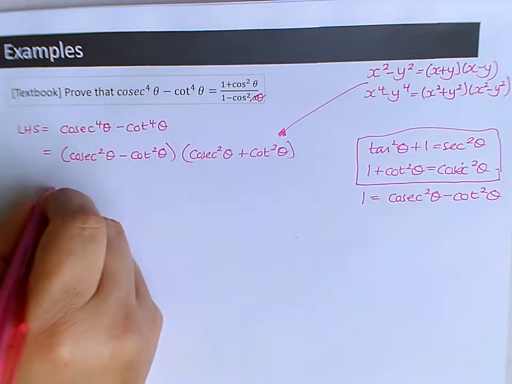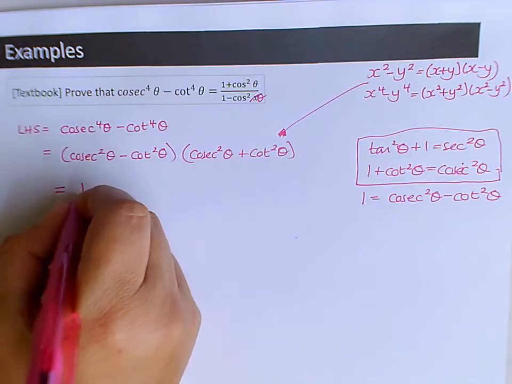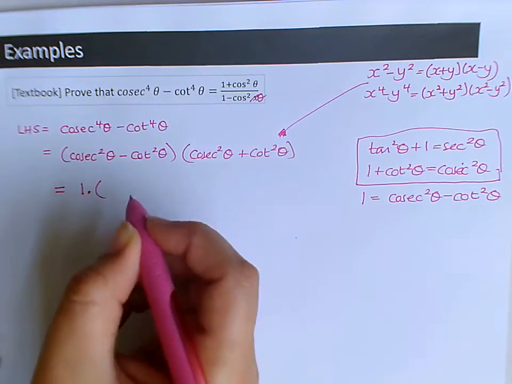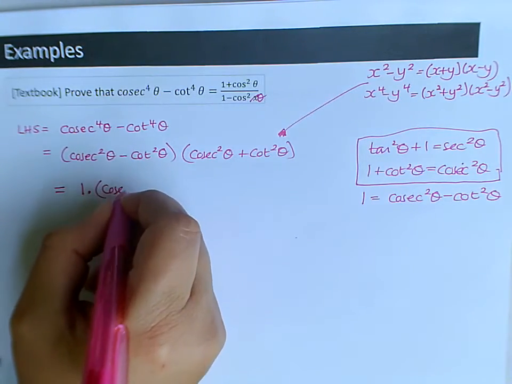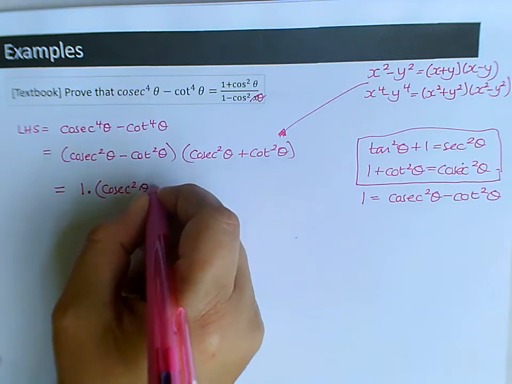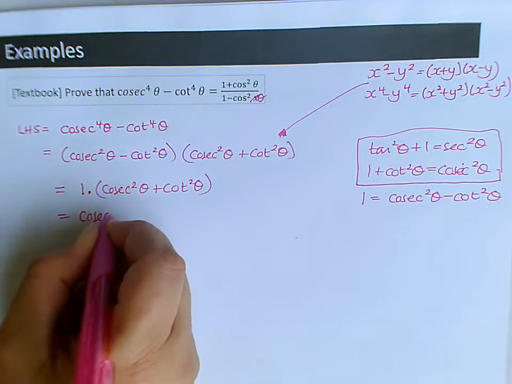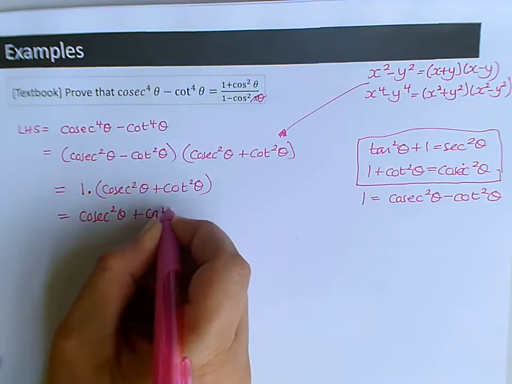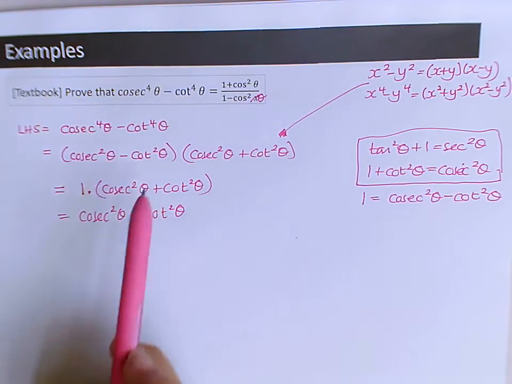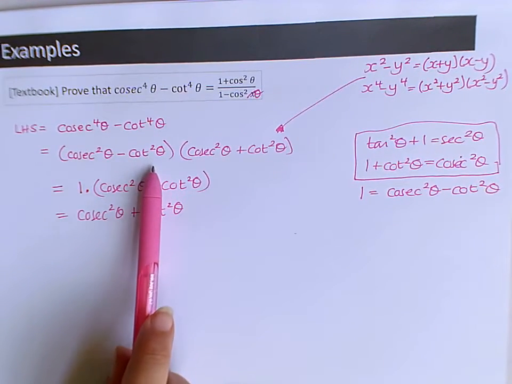I now can come over here and go, well, that's 1 times, that dot, by the way, is a decimal point, it's multiplying cosec squared theta add cot squared theta. So it's just that. That's what I'm left with. So that's actually got rid of one bracket quite nice and easily.